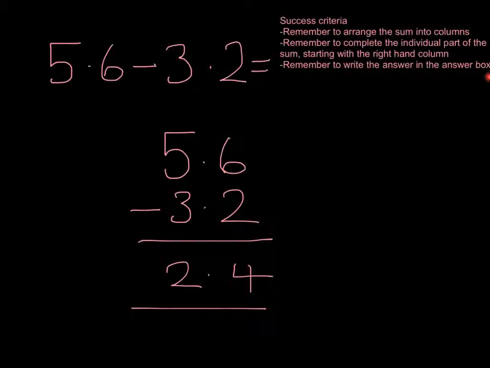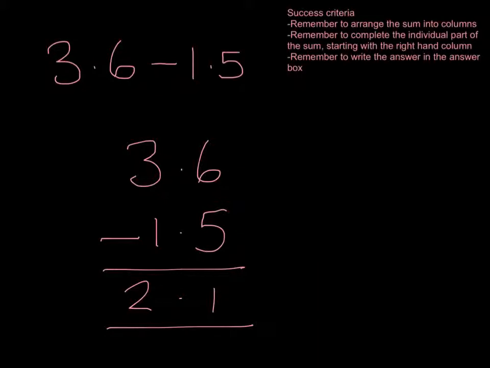Remember to do the individual parts of the sum. 6 subtract 2 is 4/10. 5 units subtract 3 units is 2 units. I then write my answer in the answer box, 2.4.